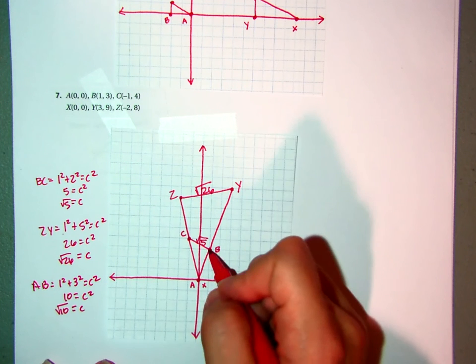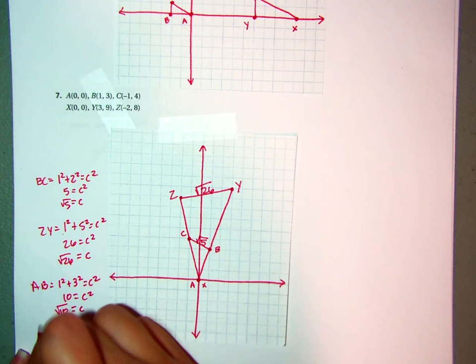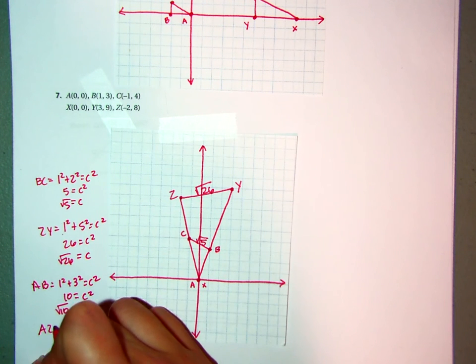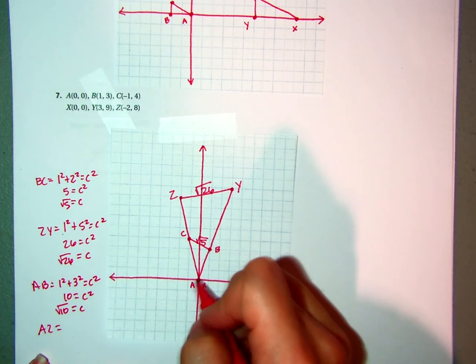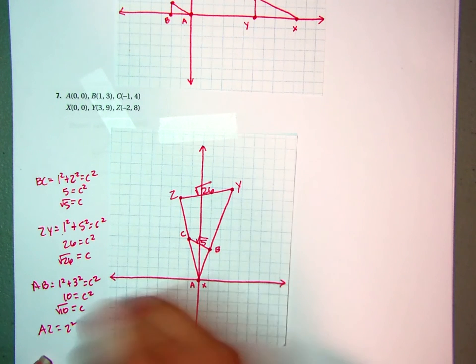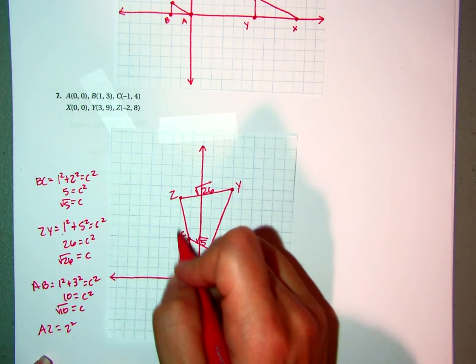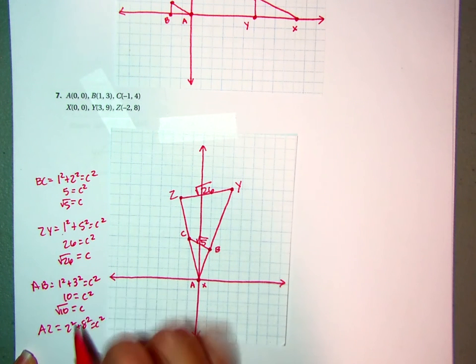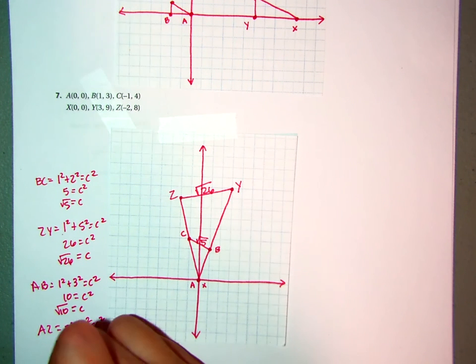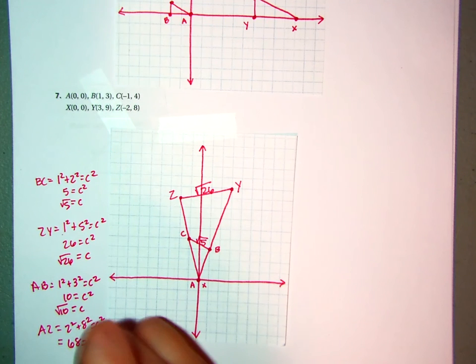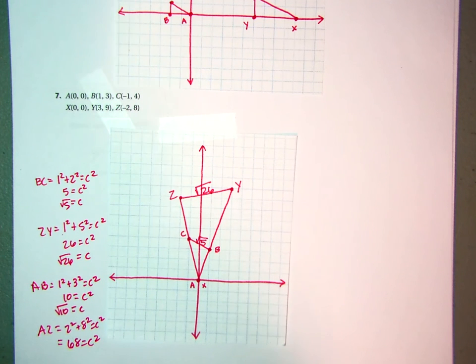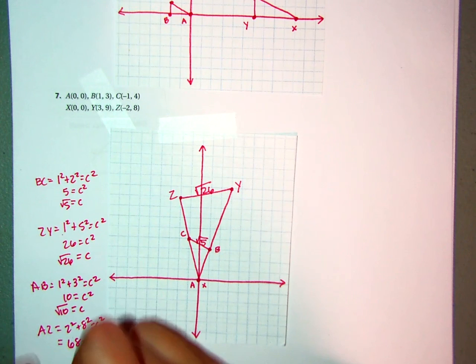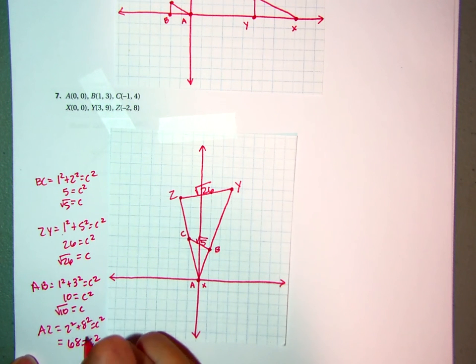So that's this one. Now let's look at this one here. So we've got AZ, and now that means that we're going to go over 2. So that's 2 squared, and then up 1, 2, 3, 4, 5, 6, 7, 8. So plus 8 squared equals C squared. So then that's going to be 4 plus 64, which is 68, equals C squared. And so let's go ahead and reduce the square root of 68. So when we take the square root of both sides, C is going to equal 2 square root of 17.